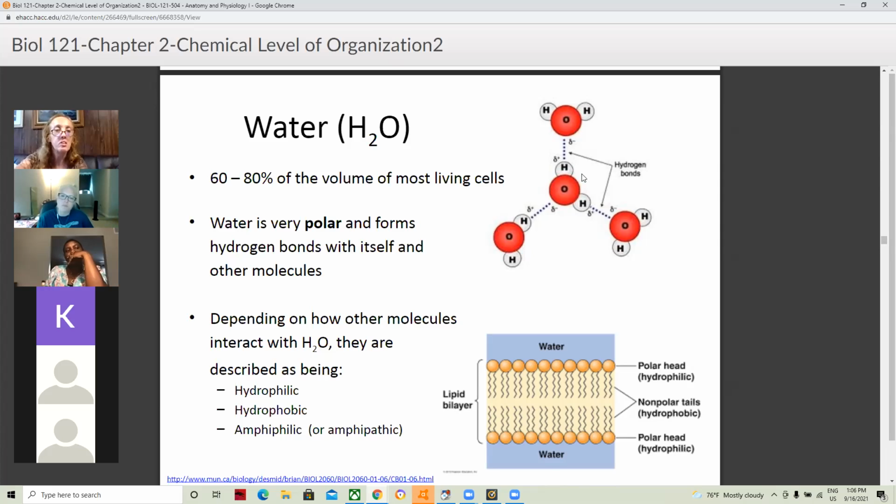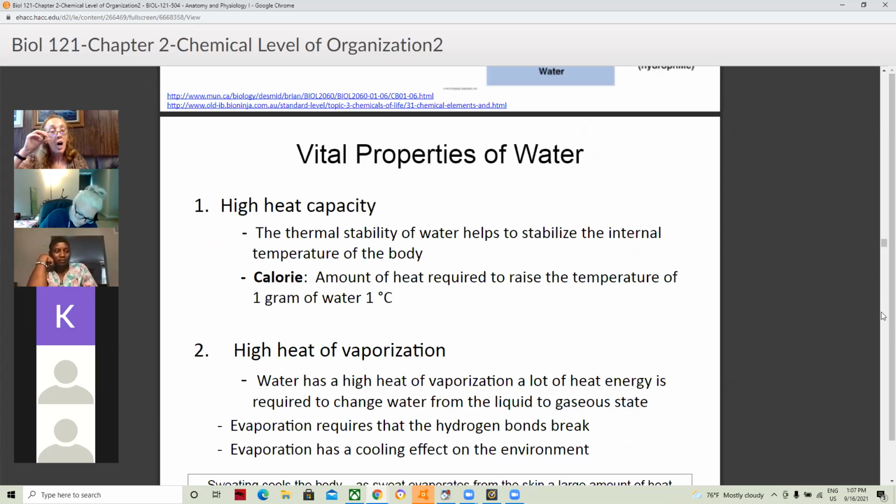So water is one of the most crucial living molecules. I'll say it is the most crucial. It makes up 60 to 80% of the volume of most living cells. Water has a high heat capacity. This thermal stability of water helps it to stabilize the internal temperature of the body, because it can take on a lot of heat.